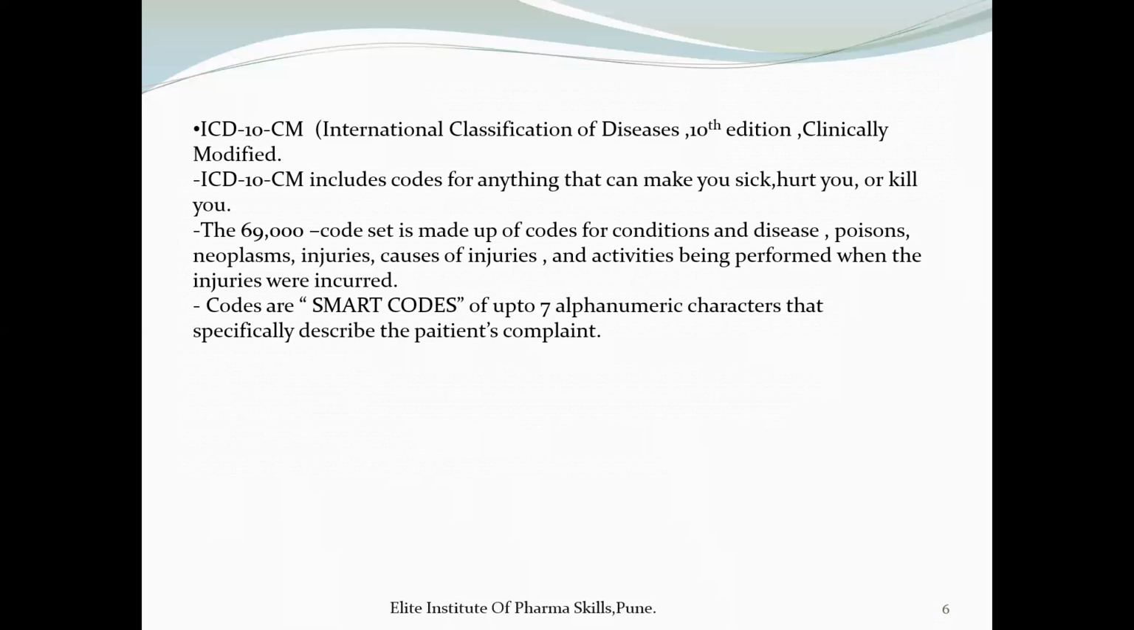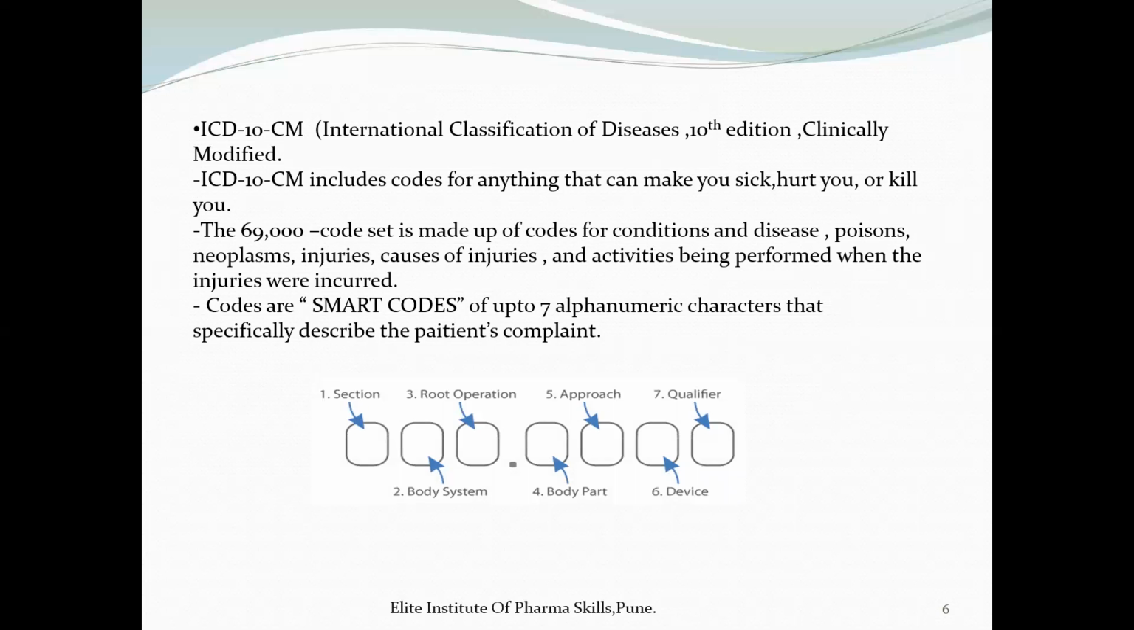ICD-10-CM stands for International Classification of Diseases, 10th edition, clinically modified. ICD-10-CM includes codes for anything that can make you sick, hurt you, or kill you. The 69,000 code set is made up of codes for conditions and diseases, poisons, neoplasms, injuries, causes of injuries, and activities being performed when the injuries were incurred. Codes are smart codes of up to 7 alphanumeric characters that specifically describe the patient's complaint. Now, there is a diagrammatic representation of the 7 alphanumeric characters, that is as follows.